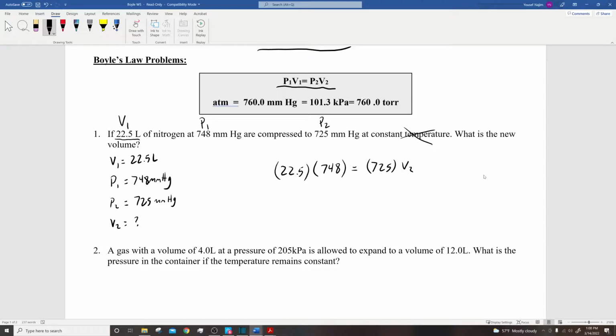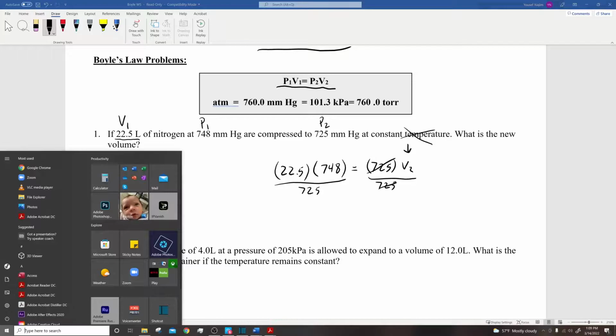The way you solve these types of problems is all we're trying to do is isolate our variable. We need to get the variable by itself on the equal sign, and then everything else just needs to move over to the other side. So to isolate the variable, because we're multiplying V2 by 725, to get rid of 725, we're just going to divide both sides by 725. This cancels out. And now V2 is going to be equal to 22.5 times 748 divided by 725.